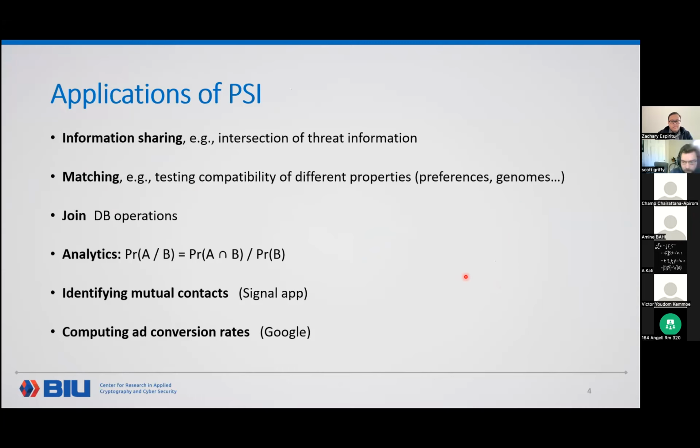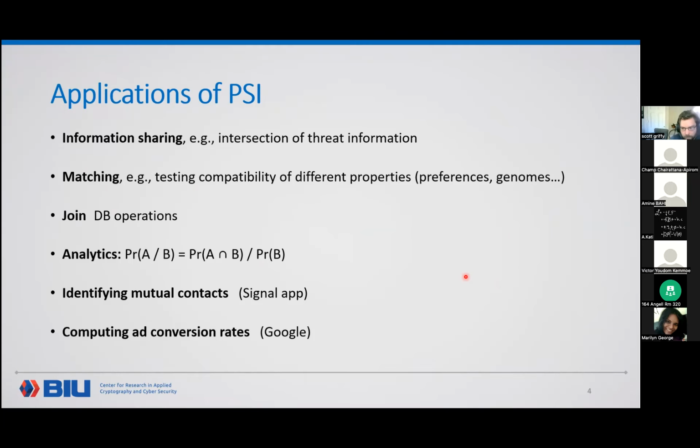Here, I usually show several slides about applications of PSI, but I don't have time for that today. You can think of applications like information sharing, where different companies compare what they see on their networks to see whether they have the same strange things happening. In databases, if you do a join, you look at the intersection and operate on it. In analytics, say for machine learning, when you want to compute the probability of A given B, you count how many times both A and B happen and divide by the count of B. So this is like computing the intersection.